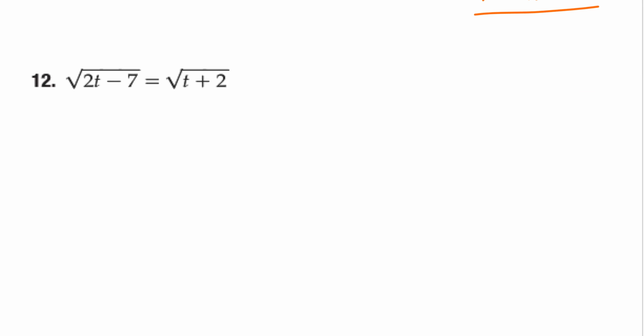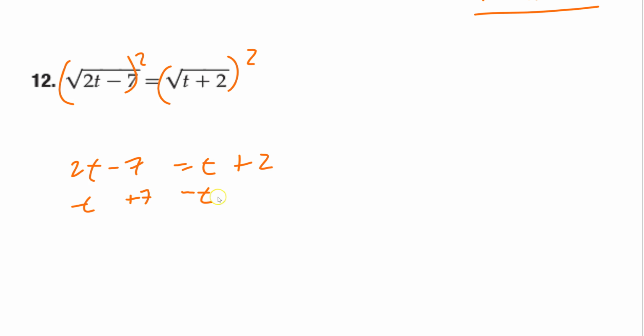Anyway, get into this, and people get freaked out, like, oh, what do I do here? This is the easiest one in the book. You just square both sides. That cancels out that radical, that cancels out that radical, and now we have a normal problem. Hey, it's like we're in chapter 1. Subtract t from both sides, plus 7. I get t equals 9. You can check your work, plug 9 into both. I get 8t minus 7 is square root of 11. 9 plus 2 is 11, square root of 11, so it works.